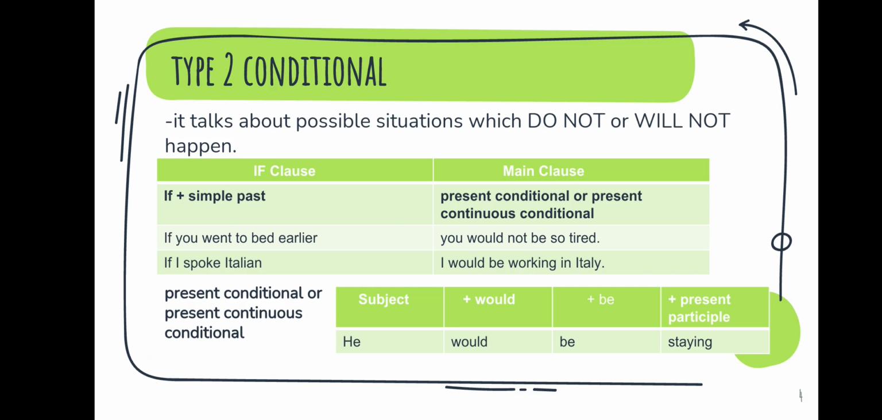So continuing to its form, in a type 2 conditional sentence, the tense in the if clause is in the simple past, and the tense in the main clause is the present conditional or the present continuous conditional. So as you can see there, the example, if you went to bed earlier, you would not be so tired. And another example, if I spoke Italian, I would be working in Italy.